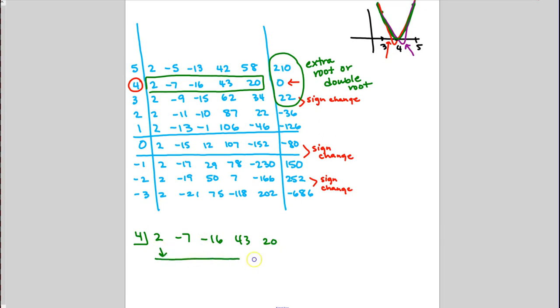Bring down the first number, multiply by 4, write it down and add, multiply by 4, write it down and add, multiply by 4, write it down and add, multiply by 4, write it down and add. See how we get a 0 there? That means 4 goes into it again, meaning we have a double root at 4.